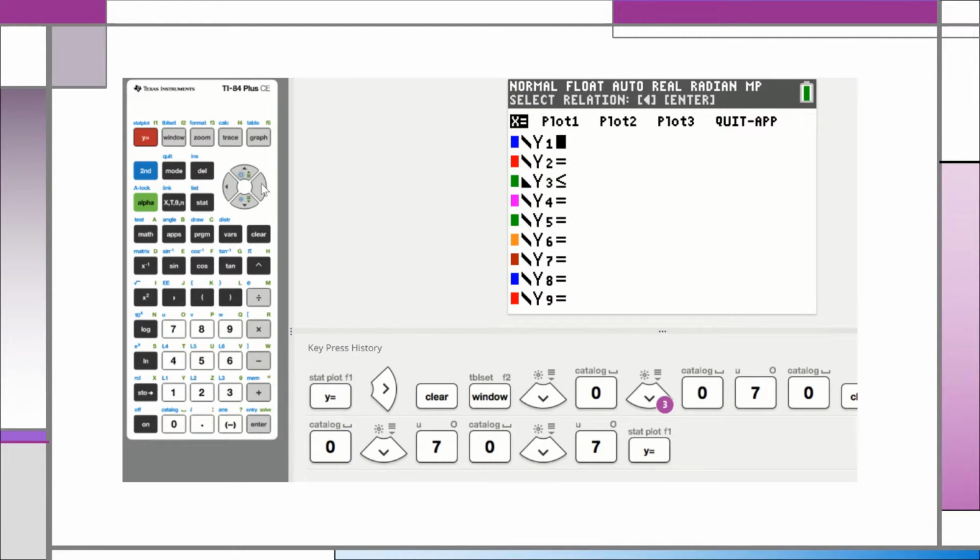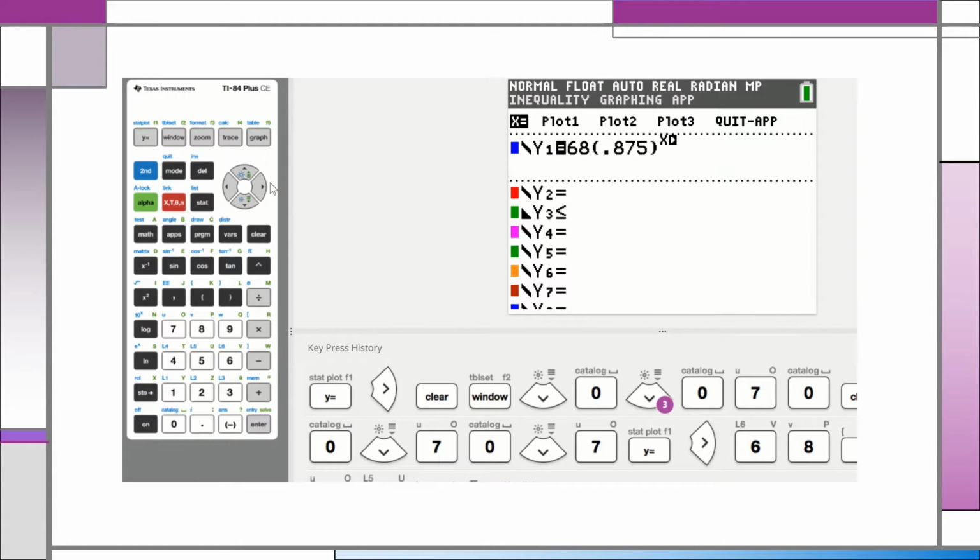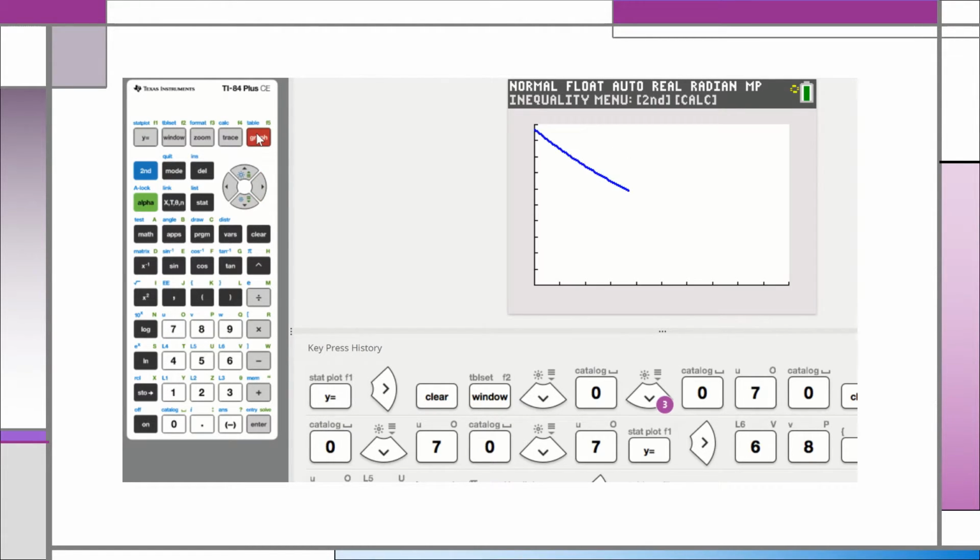All right, so let's go in here to y equal, and our function, I believe, was 68. Yeah, it was 68. Okay. 68 times 0.875, I'm just going to leave the 0 off, 875, parentheses, caret, x. I'm using x for t. Okay. Well, let's see what our graph looks like.